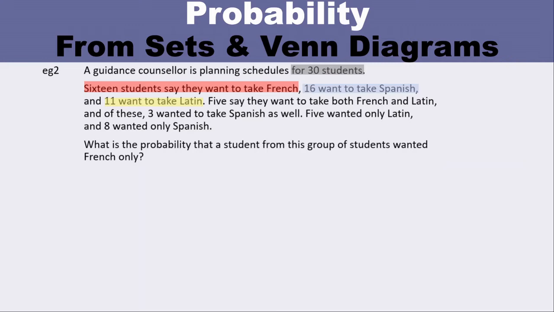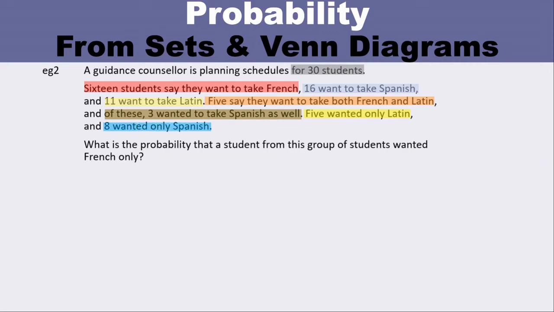But be careful because some of these students may want to take more than one of these courses. 5 say they want to take both French and Latin. And 3 of these want to take Spanish as well. So these ones that want to take Spanish want to take all 3 subjects, French, Latin, and Spanish. 5 wanted only Latin, and 8 wanted only Spanish.